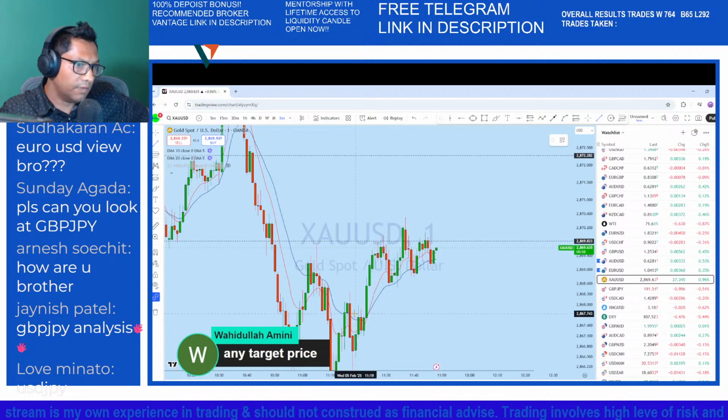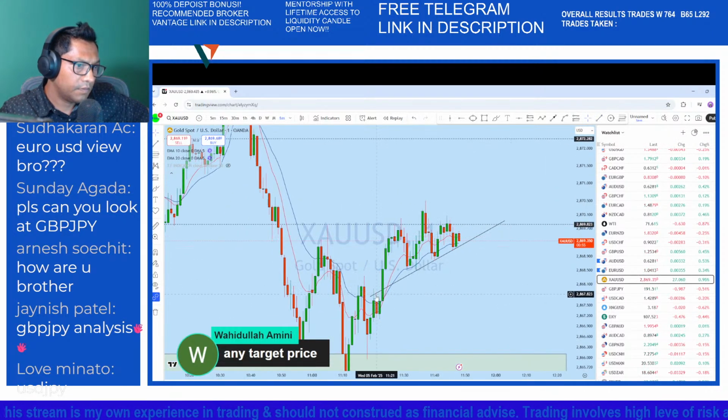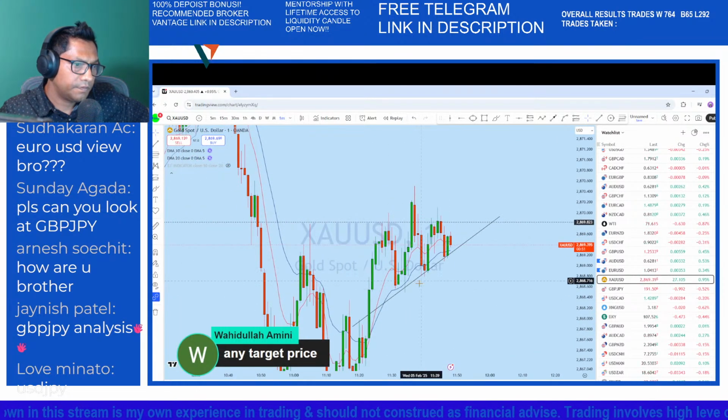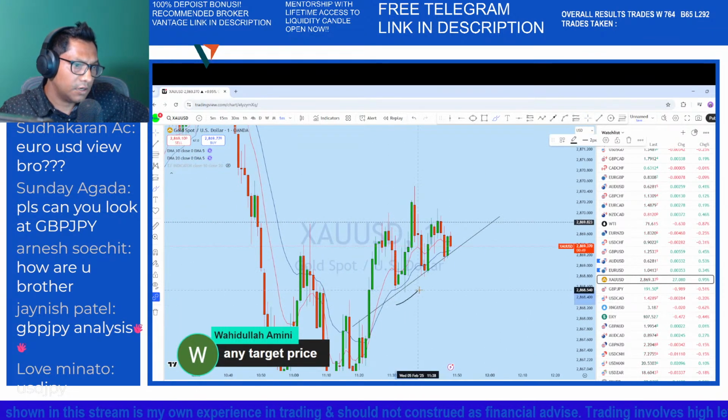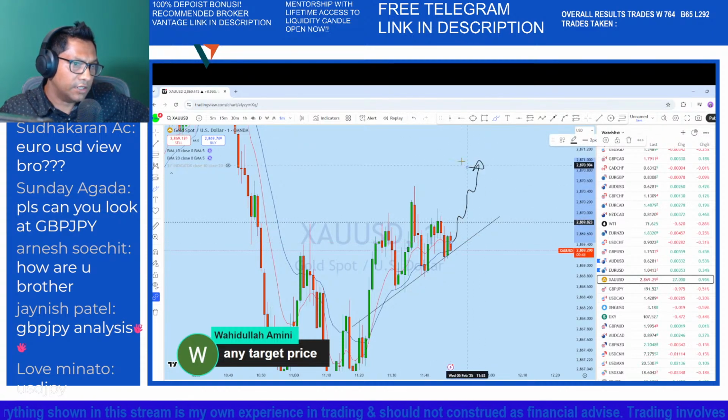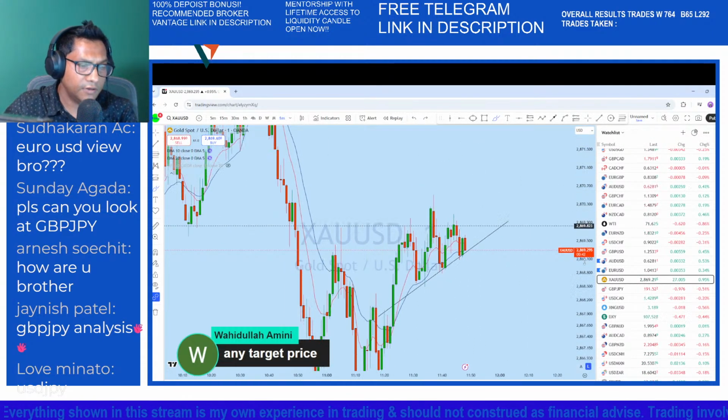Here is an important level of support, and in that support, creating a series of higher lows, we expect the market to trend in that direction to create a new higher high.